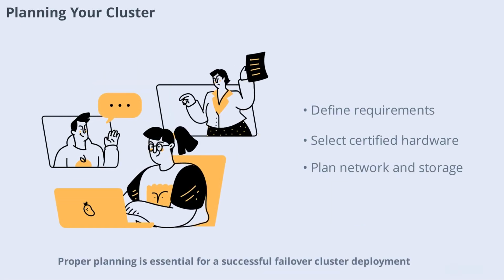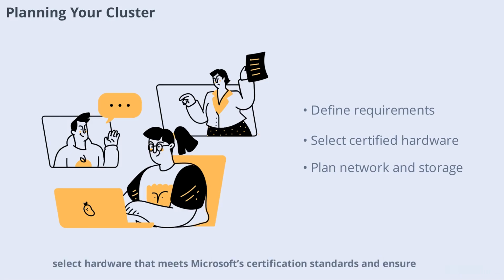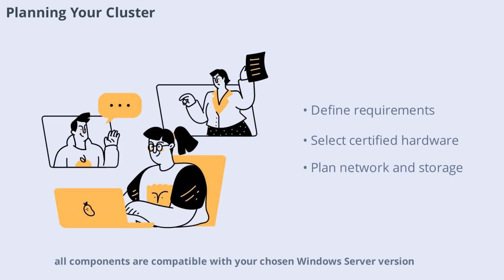Proper planning is essential for a successful failover cluster deployment. Start by defining your availability and scalability requirements. Next, select hardware that meets Microsoft certification standards and ensure all components are compatible with your chosen Windows Server version. Plan your network topology to avoid single points of failure. Use multiple network adapters, redundant switches, and separate networks for management and storage traffic. Consider your storage options such as Storage Spaces Direct, SAN, or SMB3 file shares. Finally, determine your quorum configuration and witness type to maximize cluster resiliency. Careful planning sets the foundation for a robust, reliable cluster.